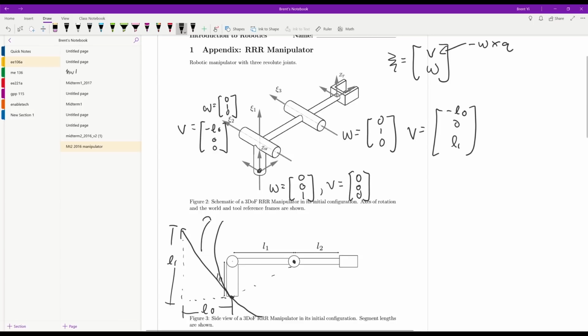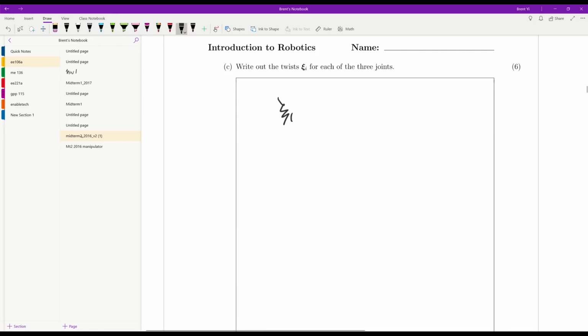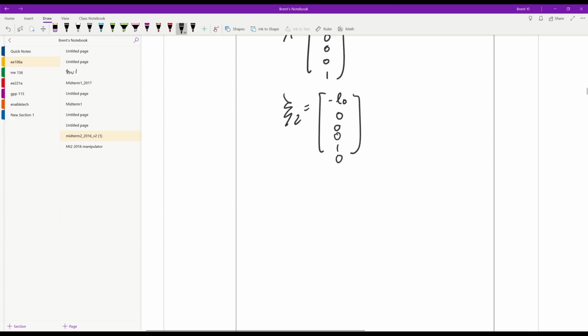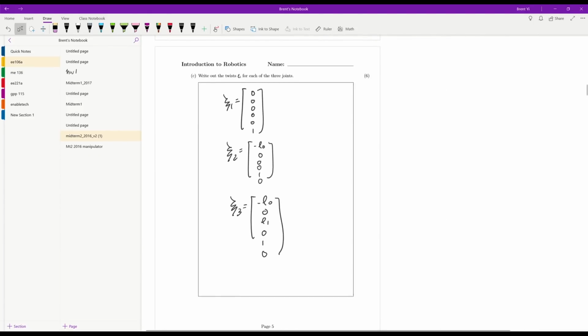So just putting them all together to write our solution, we should get that twist 1 is equal to 0, 0, 0, 0, 0, 1, right? There's no translation here. Twist 2 is equal to negative L0, 0, 0, 0, 1, 0. And then finally, twist 3, you should get that negative L0, 0, L1, 0, 1, 0. And that's the solution for part C, and all there is to the forward kinematics section.